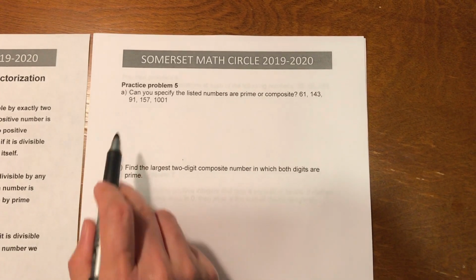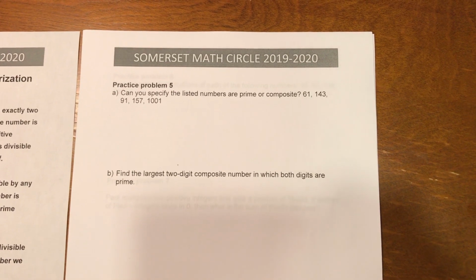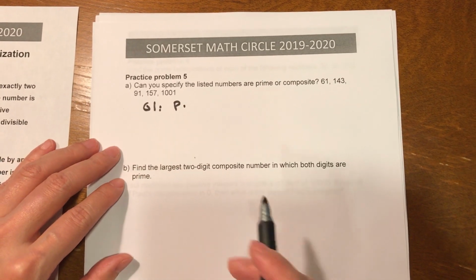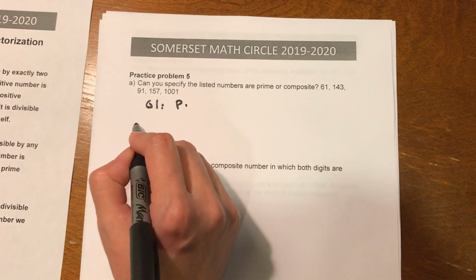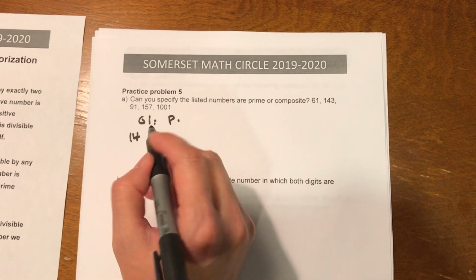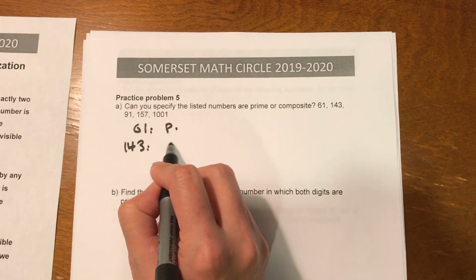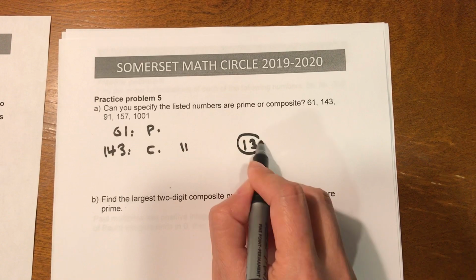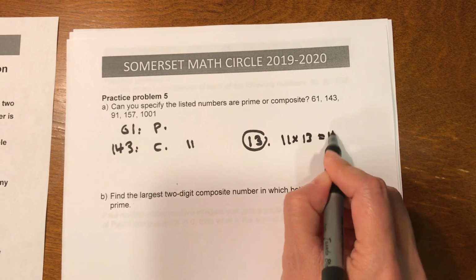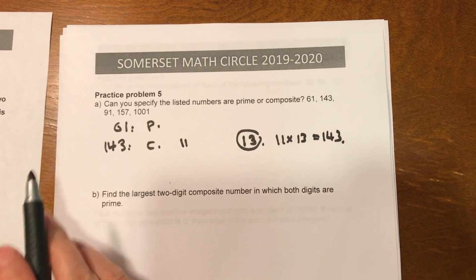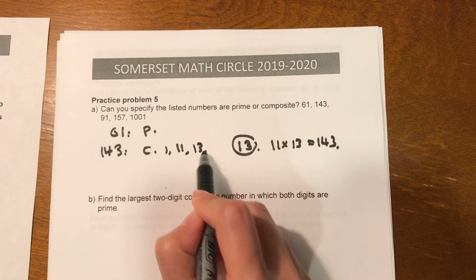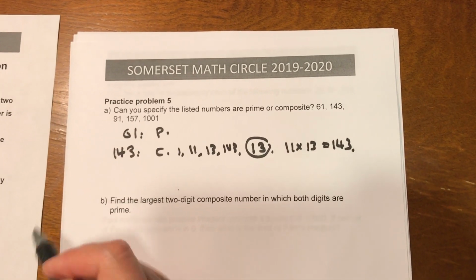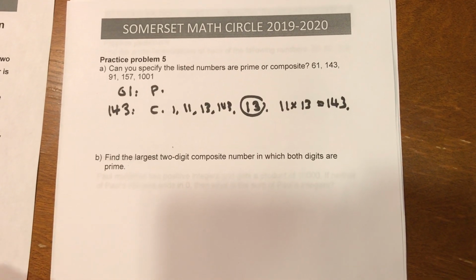Okay, practice problem 5. A. Can you specify whether the listed numbers are prime or composite? So there are 5 numbers. The first number, 61, is a prime number, so it can only be divided by 1 and itself. The second number, 143, is a composite number. If we divide 143 by 11, you will see that it's 13. So therefore, 11 multiplied by 13 equals 143. So 143 has 4 factors: 1, 11, 13, and itself. And the students can go over the rest of the numbers to see whether they are prime or composite. The definitions are on the previous page.